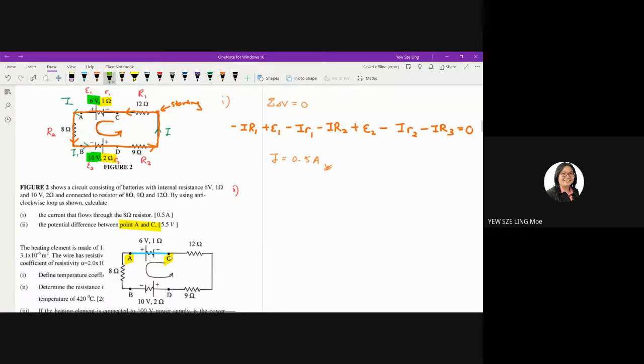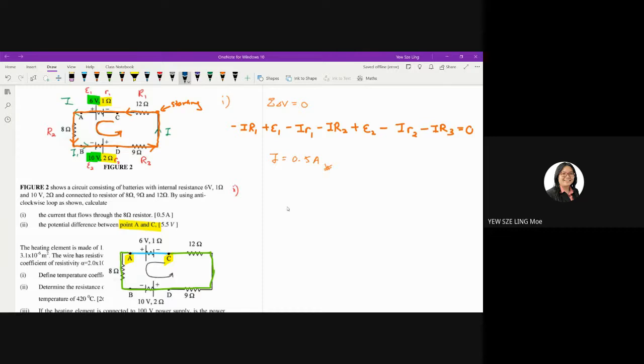If you don't want to use this shortcut, you can also determine the value through this external path. So from A to C, you have two ways: the blue path or the green path. Obviously in this question, it will be easier if you use the blue color path, the shorter path.